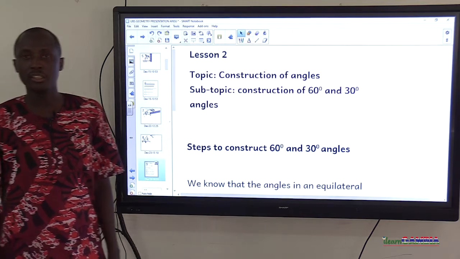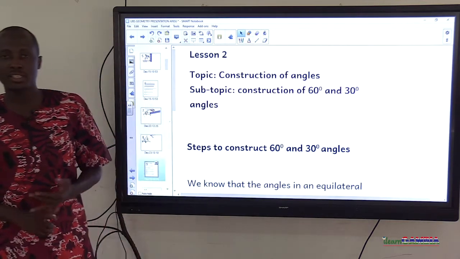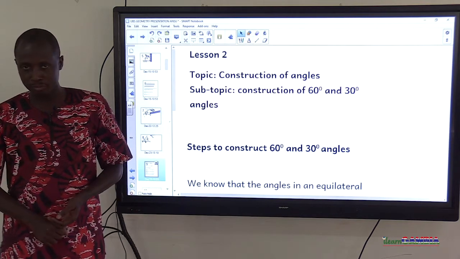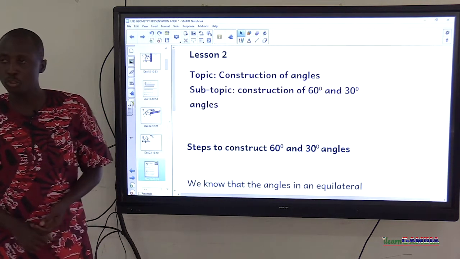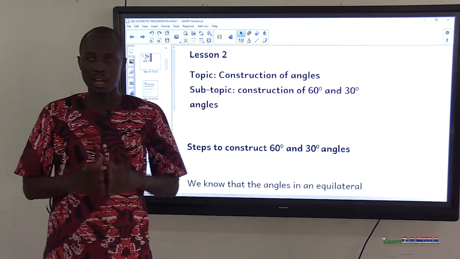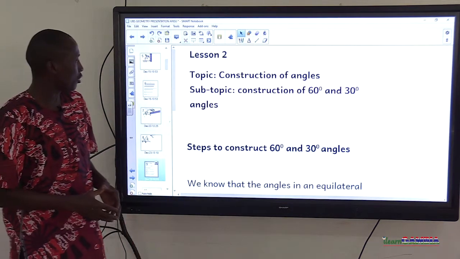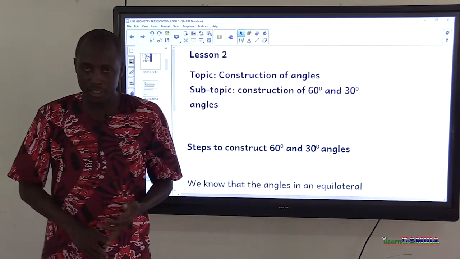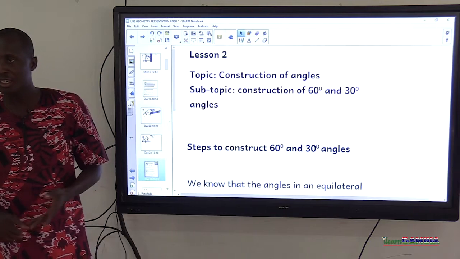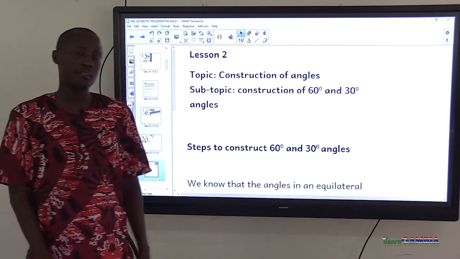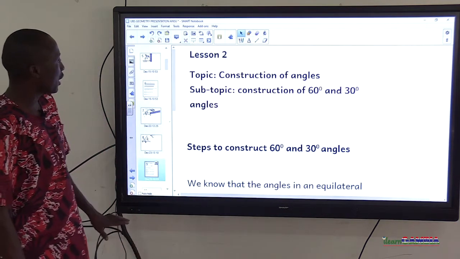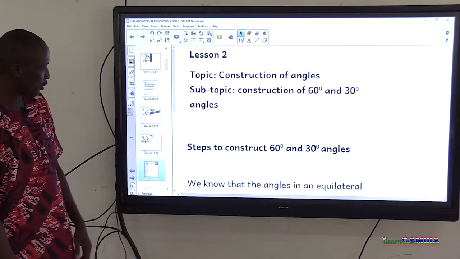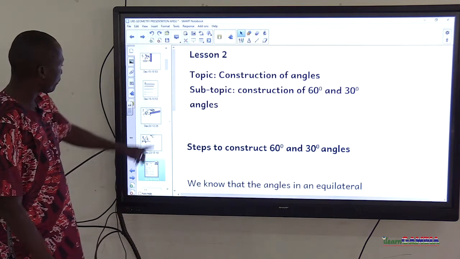In your previous lesson, you bisected a line segment and you bisected a given angle. And now we are going to construct special angles. These special angles include 60 degrees, 30 degrees, 90 degrees, and 45 degrees. Now we will start with 60 and 30 degree angles. How do we construct them?